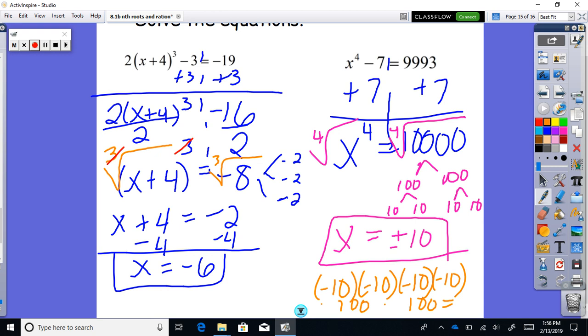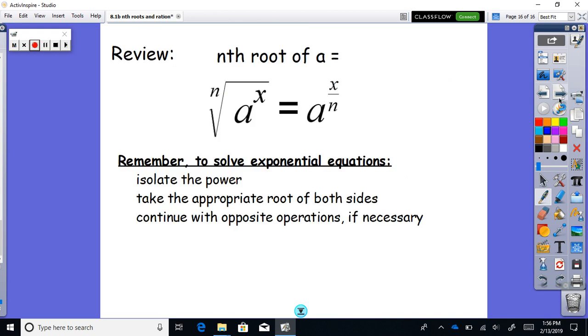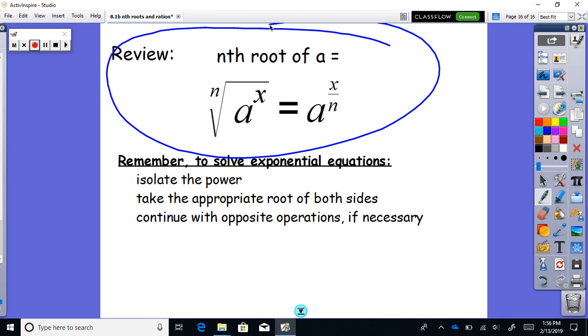So if you have an odd root that you're taking, you're getting one answer. If you have an even root that you're taking, you should be getting two answers. Here again, we're just finding the real solutions for these equations. So as you know, there are more solutions, but we've already covered that in a different section. Okay, so this is what you really need to be familiar with. And then remember when solving, isolate the power first and then take the appropriate root.